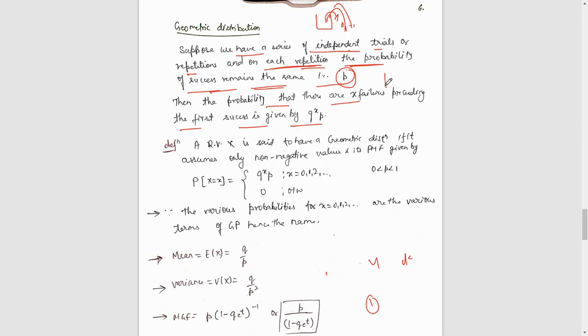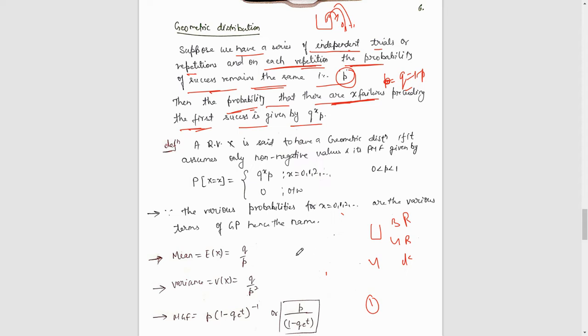So let's say P is given, and Q is equal to 1 minus P. We are interested in finding the probability that there are X number of failures preceding the first success. So let's say we take this ball case, where we have three red balls and four black balls, and we are repeating the experiment.